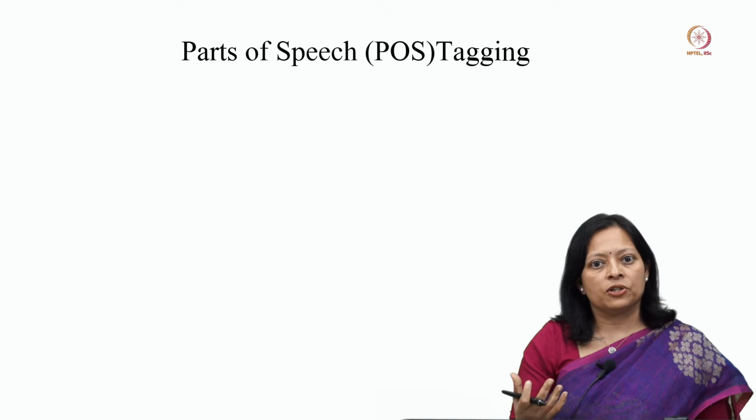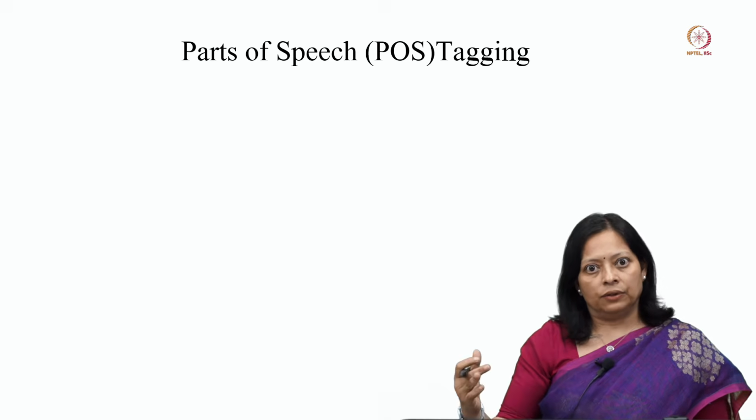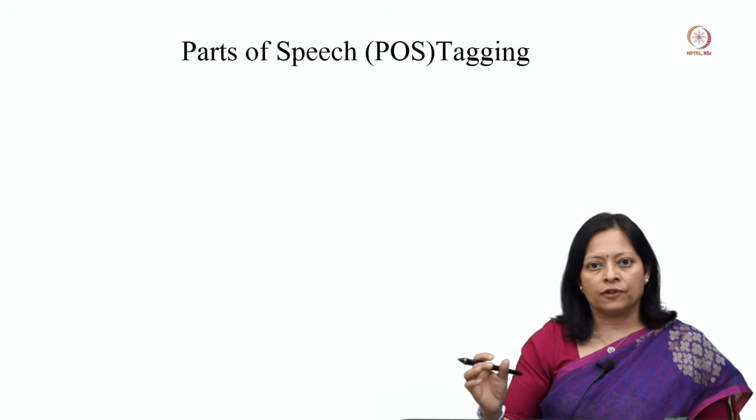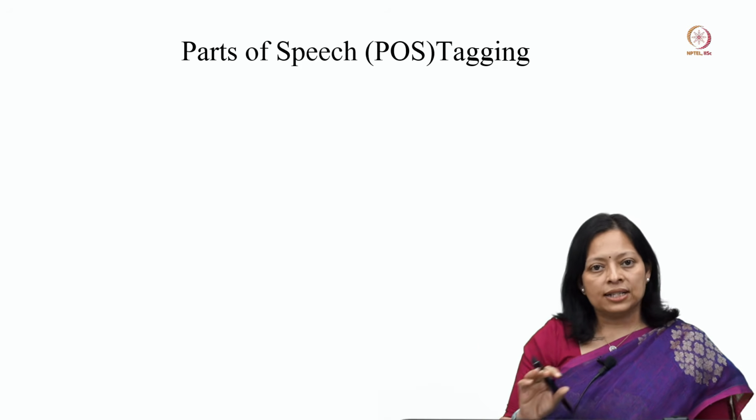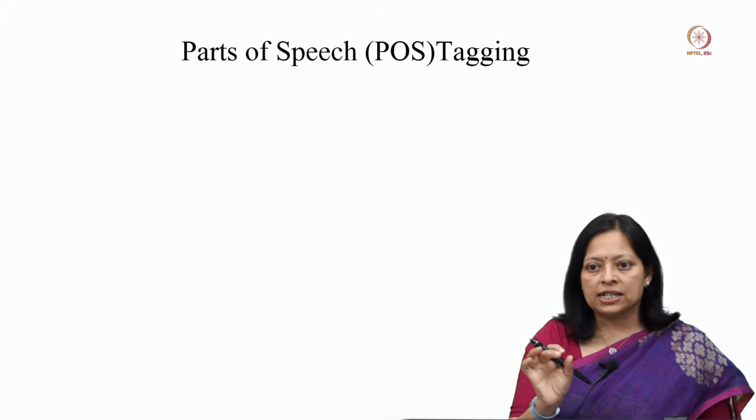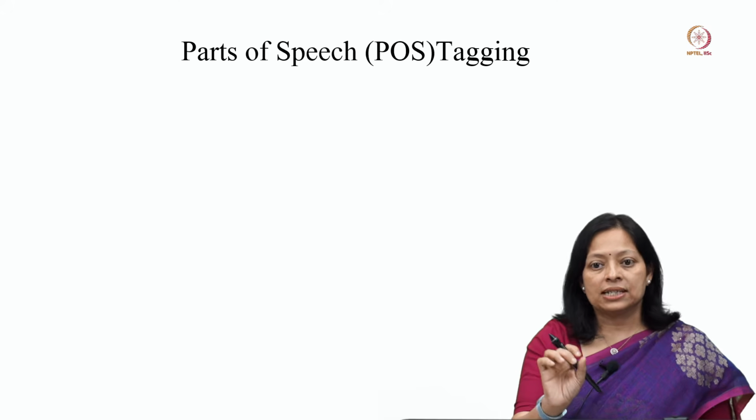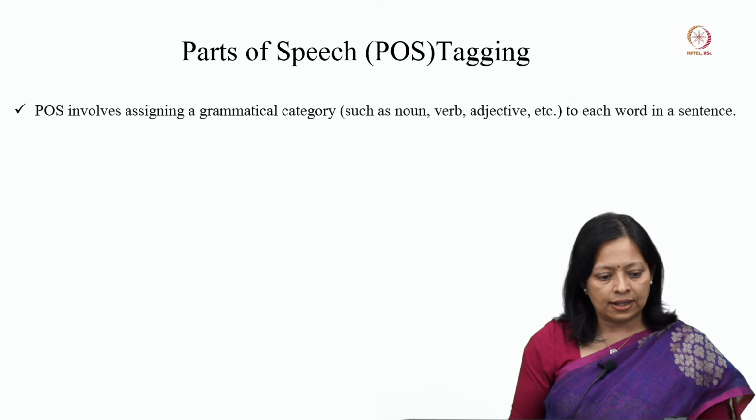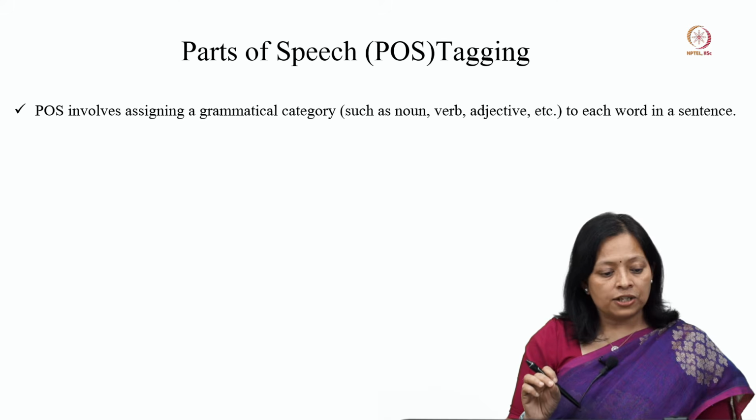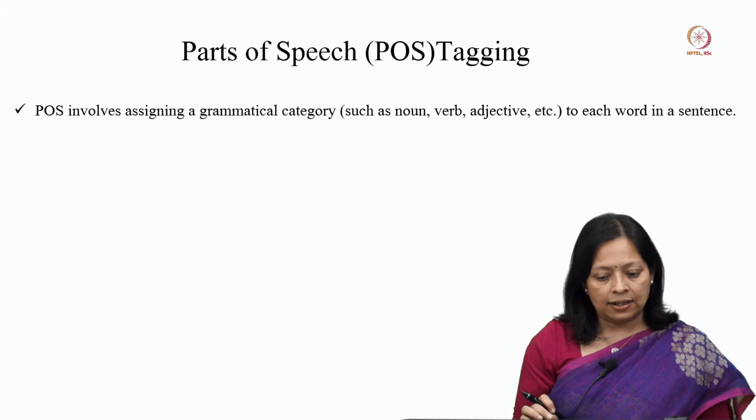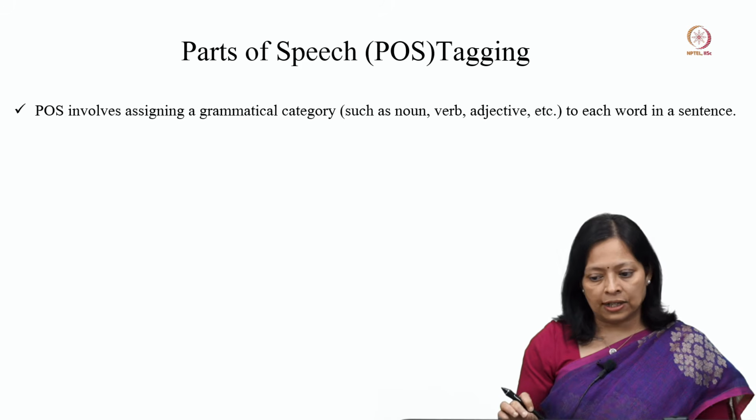We know the parts of speech in grammar: we have noun, verb, adjective, adverb, pronouns. So every word in a sentence will be tagged with some part of speech. We will have an example. Parts of speech tagging involves assigning a grammatical category such as noun, verb, adjective, etc. to each word in a sentence.